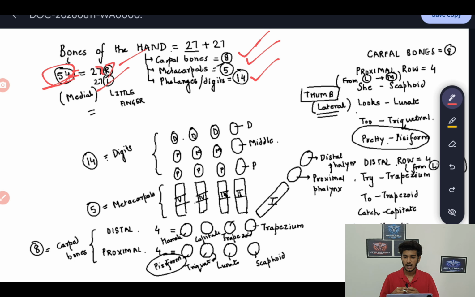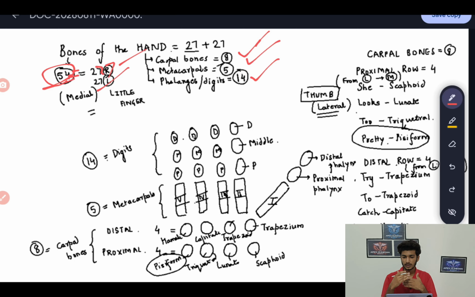For the carpal bones, we have a trick to remember them. That is, "She looks too pretty, try to catch her." This mnemonic is not made by me. This is already present in BD Chaurasia. I am just giving you a copy of it. "She looks too pretty. Try to catch her." These carpal bones are divided into two parts. First is the proximal part and second is the distal part.